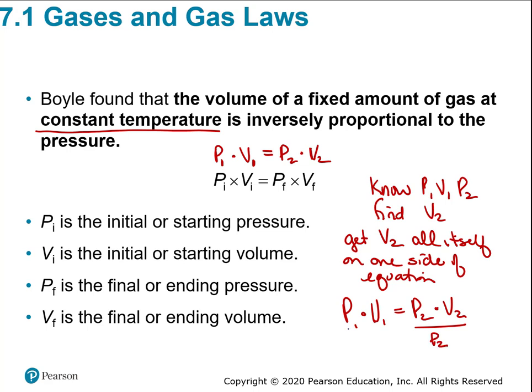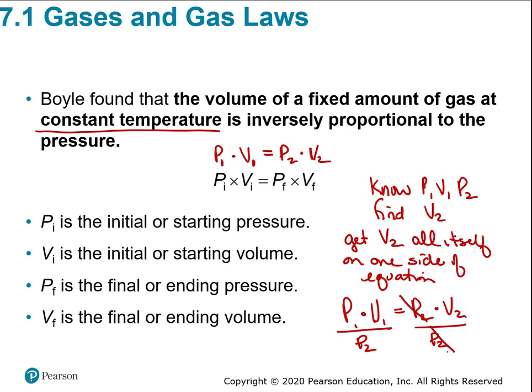So if I divide this side by P2 and this side by P2, what happens to the right side of the equation? P2 and P2 will cancel. So you see that? You start with the equation, and whatever I need to find has got to end up by itself. And so in this one, if I need to get V2 by itself, divide both sides by P2. If I needed to get P1 by itself, I would divide both sides by V1. Okay, so whatever I've got to get by itself, that means I've got to move the other units to the opposite side.